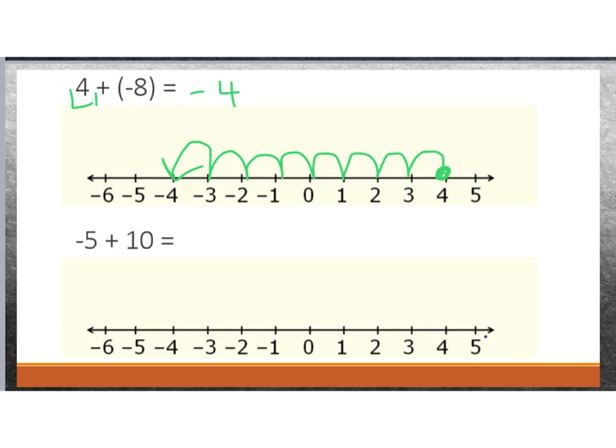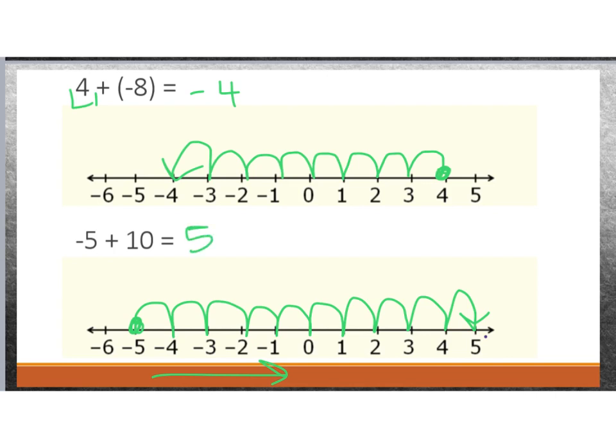And the next one, -5 is where we're going to start, and we're going to go in the positive direction 10 spaces. 1, 2, 3, 4, 5, 6, 7, 8, 9, 10, which makes us land on +5. So -5 plus 10 is 5.